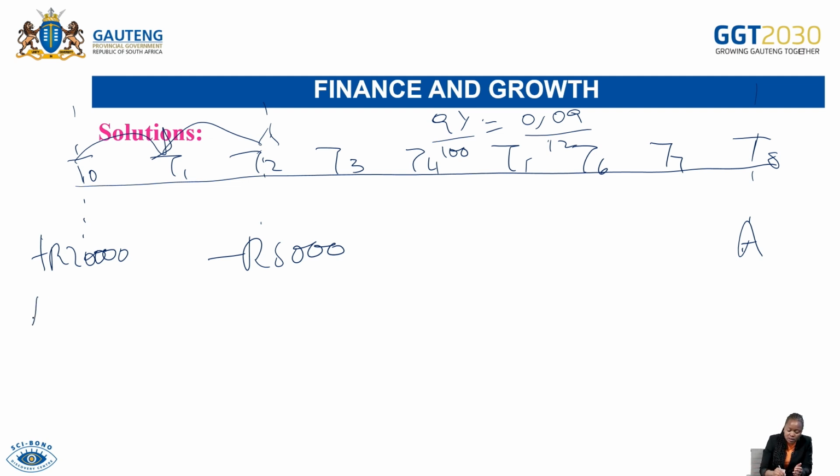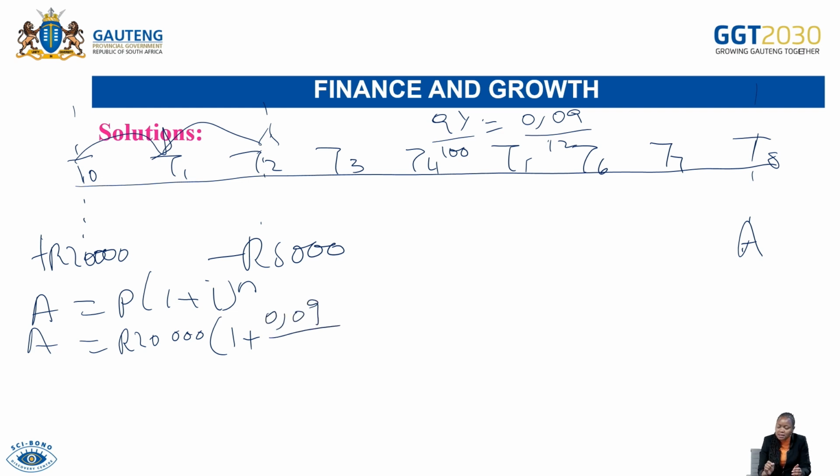So first things first, you say A equals P into 1 plus i to the exponent n. So your P is given as the 20,000. Then it's 1 plus the i, which is 0.09. But since it is compounded monthly, we need to divide the interest by 12. Then the exponent is going to be 12 times. So we are finding the interest that this 20,000 is going to accumulate over the period of 8 years.